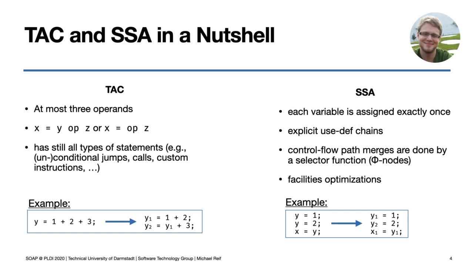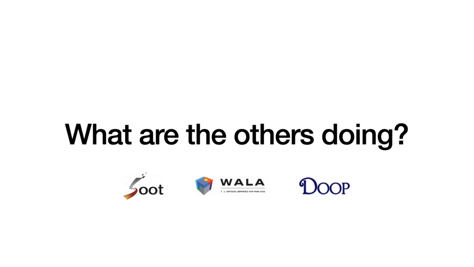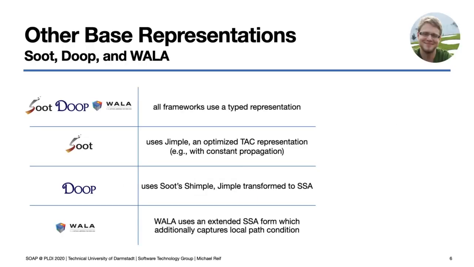and therefore could be removed. And because we don't want to reinvent the wheel, we wanted to check what all the other frameworks like Soot, WALA, or Doop are actually doing. All of them use intermediate representations which are typed. Soot, for example, uses Jimple, which is an optimized TAC representation that already applies some optimizations, for example, constant propagation. Doop, in contrast, uses Soot's Jimple representation, which is basically Jimple transformed to SSA.